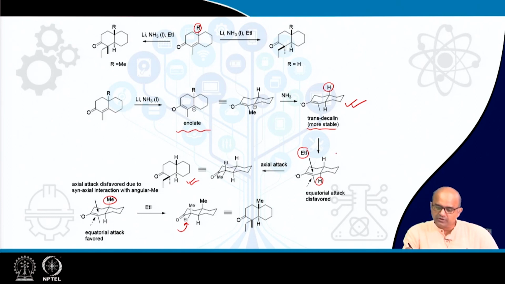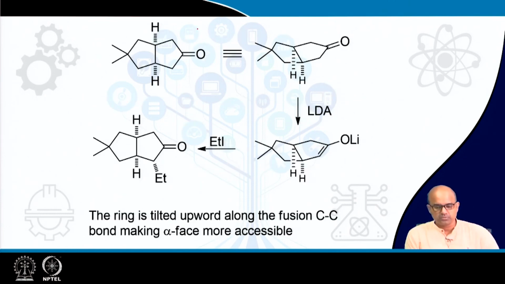Mostly the steric factor is the main determining factor in these two examples, and you can see that typically this angular group R, if it is hydrogen, gives you one diastereomer, and if R is methyl, it gives you another diastereomer.